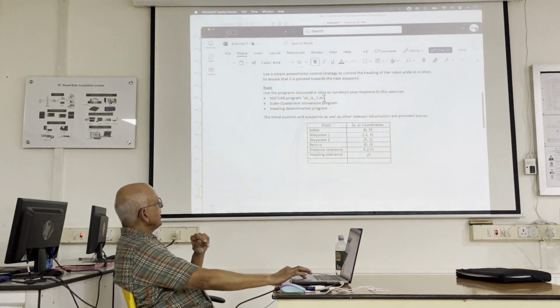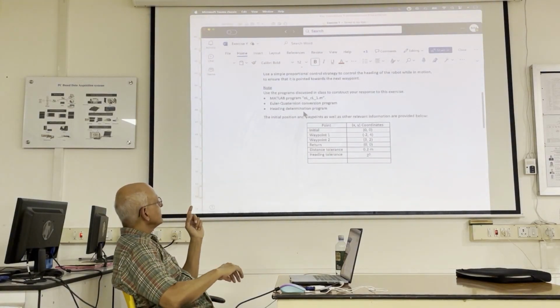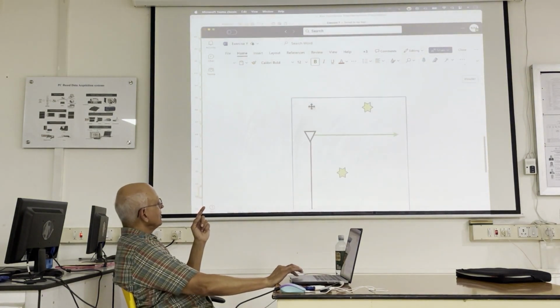And these programs are going to help you. This is the one we discussed this morning. We spent quite a lot of time. And there is the Euler quaternion conversion program and the heading determination program. So basically you start with OL CL1 and then you do whatever is needed to solve this problem.